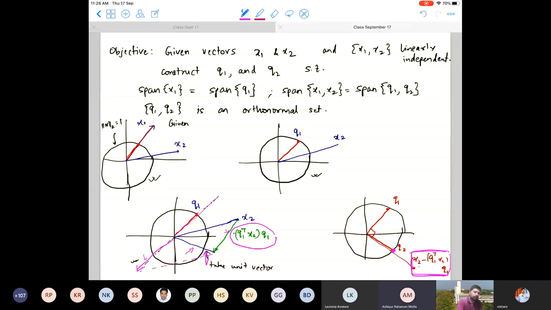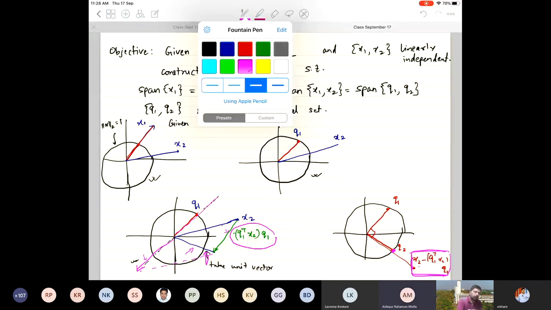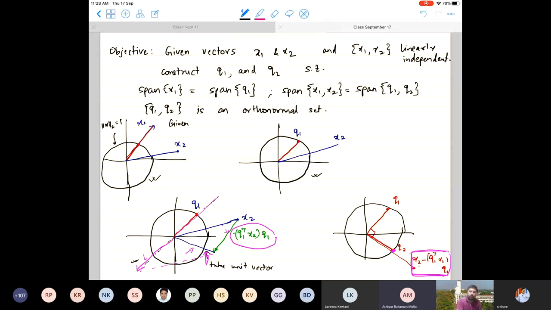To find the unit vector, we have to normalize that vector, x2 minus q1 transpose x2 into q1. So divide by the norm of that vector. That's all.